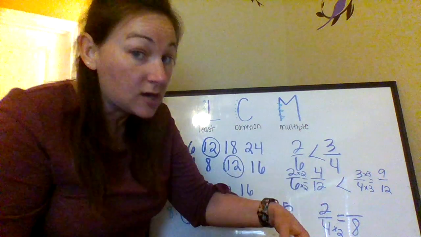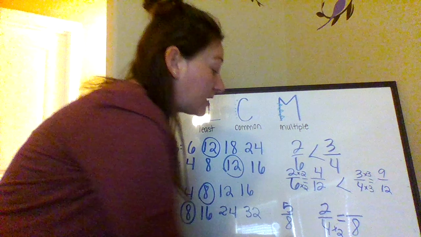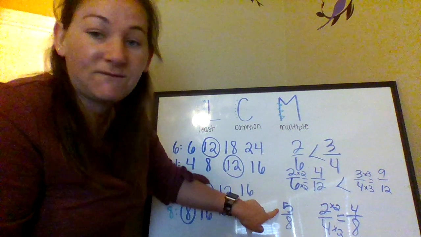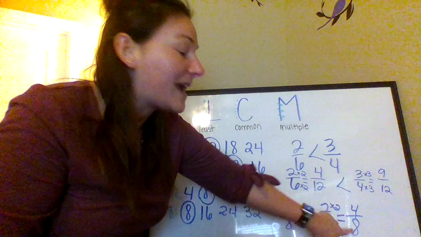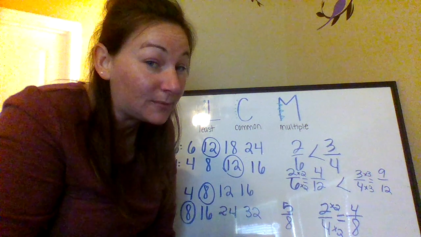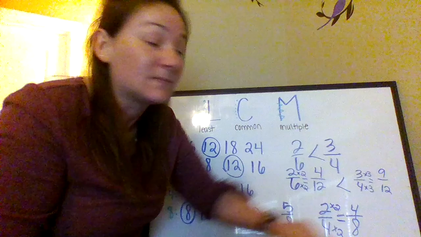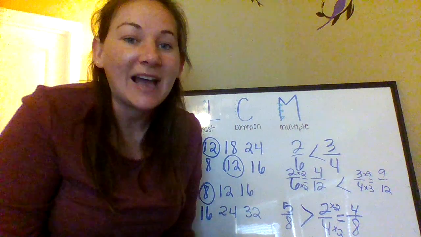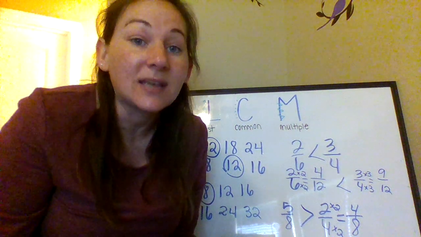If I multiply the denominator, I also got to multiply the numerator by the same thing. So 2 times 2 is 4. So now I'm comparing 5 eighths to 4 eighths. Now that they have a common denominator, it becomes easy. Well, 5 eighths is more than 4 eighths. So there you have it, guys, using least common multiples to compare fractions.